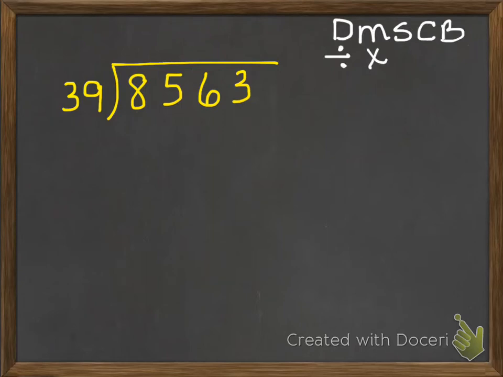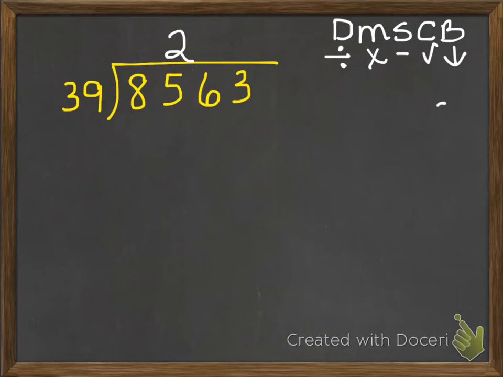Divide, multiply, subtract, check, bring down. This is the order you have to work in. So let's look at 39. We'll go into 85. 39 rounds to 40. So 40 and 40 is 80. That's very close to 85. So I'm going to say that 39 will go into 85 2 times.